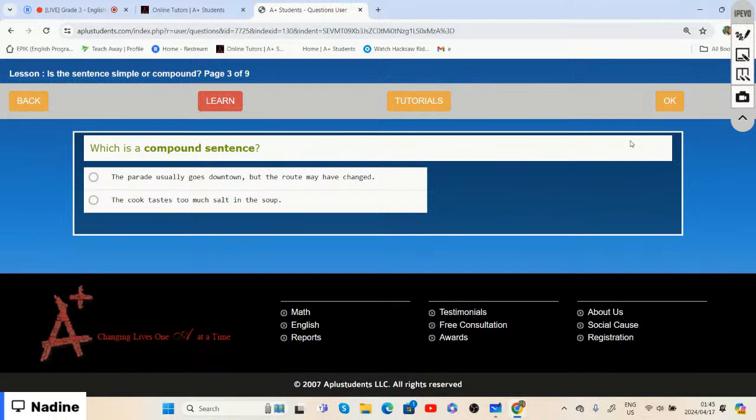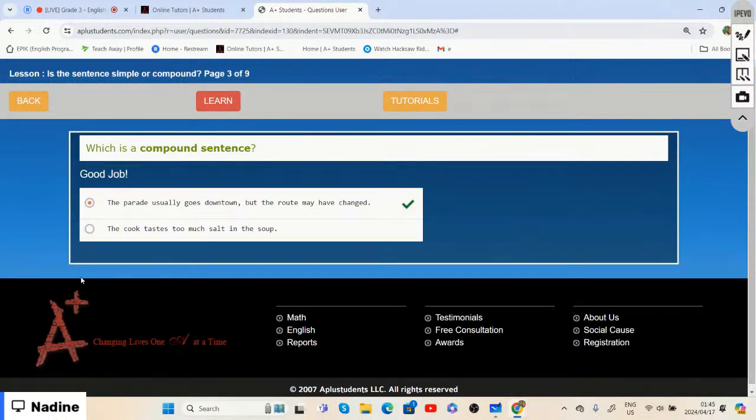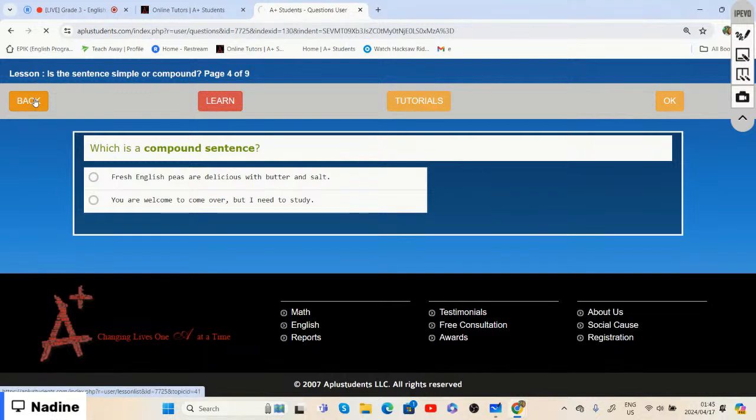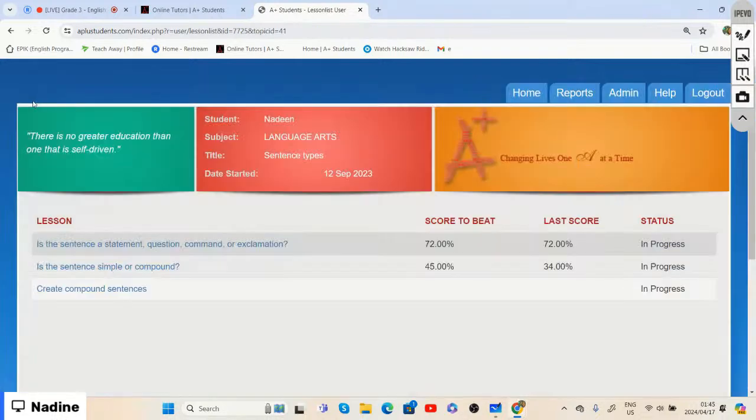So if we choose a compound sentence, and a compound sentence consists of two simple sentences, then we can say it's option one. Well done. Option one is correct. That is now the end of our lesson on sentence types. We see there are four kinds of sentences: a statement, which basically just tells us anything. Then we have a question, which asks questions. We have a command, which requests.